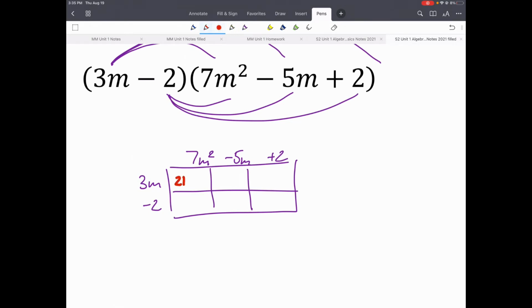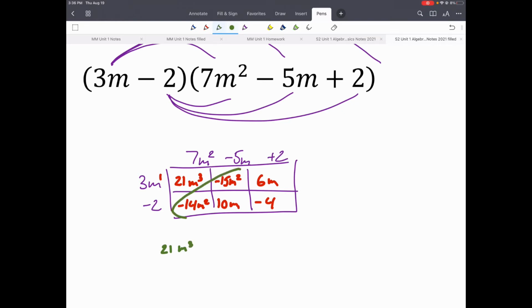21, again, m times m squared gives us m to the 3rd. We add their exponents. Right? We have negative 15m squared, 6m, negative 14m squared, 10m, and negative 4. And we will combine like terms. It's always like this diagonal kind of thing if you're multiplying things that are in standard form. Anyway, so we get 21m to the 3rd.